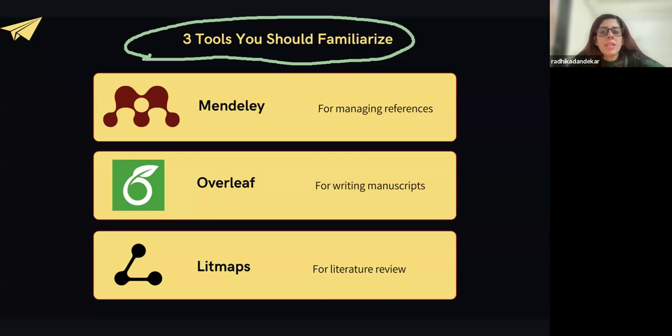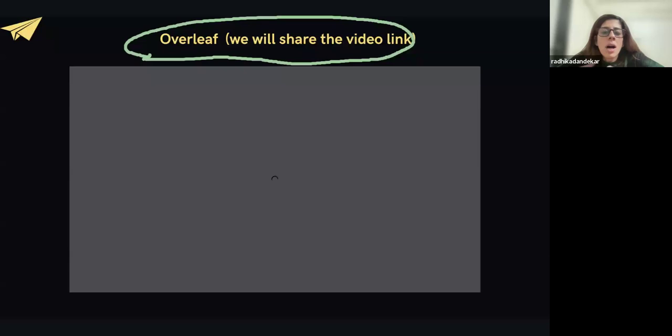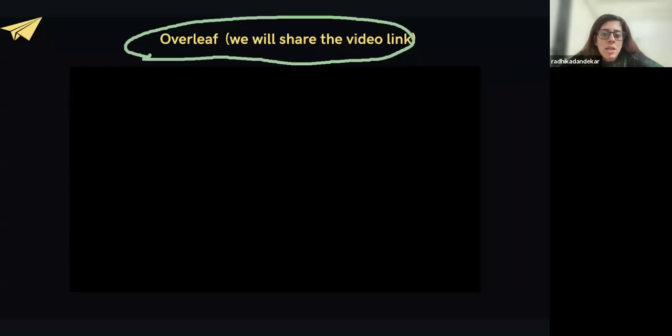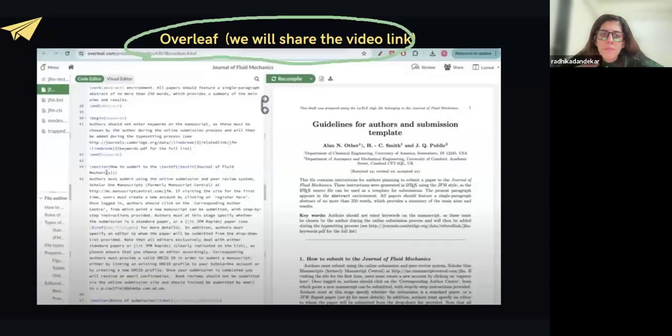Overleaf is something I'll just show how it looks. Basically, the paper on the right is the final version, and the panel on the left takes your text in and converts it into a LaTeX document. You don't need to know any kind of programming. You just have to put in the text, and Overleaf will use the correct formatting and give your paper a very professional look.